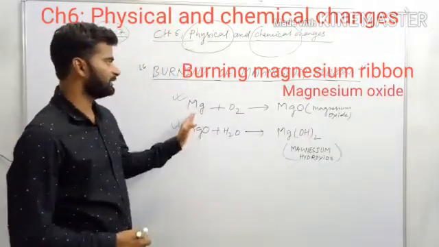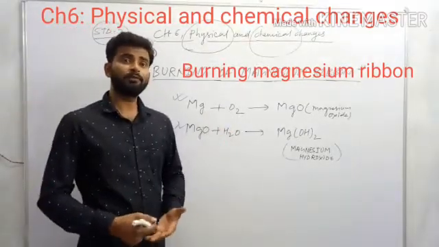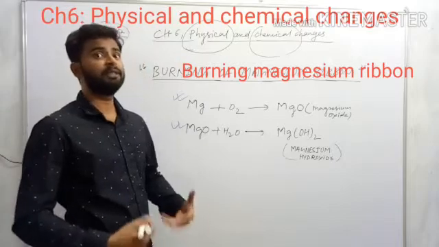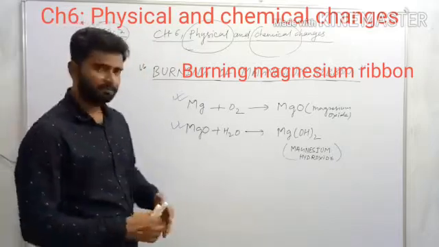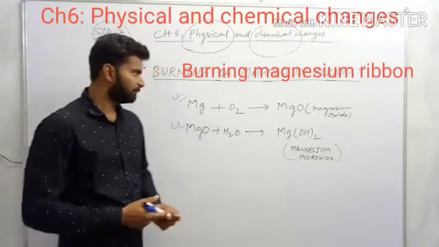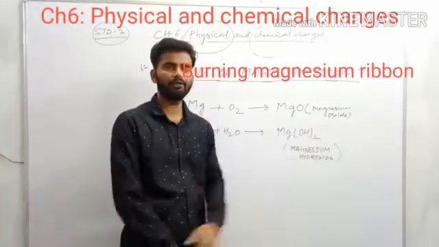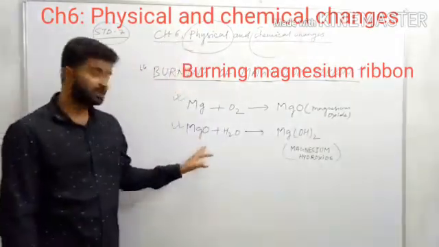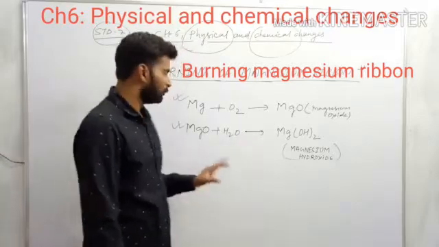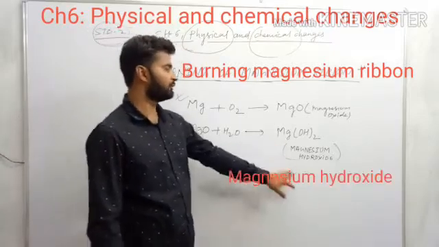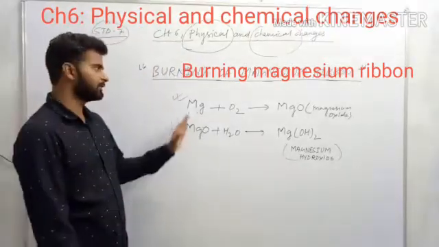When magnesium ribbon is burned in the air, it burns with a sound and with a dazzling light, which means a very bright light. So Mg plus O2 gives you MgO, magnesium oxide. But when magnesium oxide dissolves in water, what will happen? Magnesium hydroxide will be produced. So this is very easy to understand.